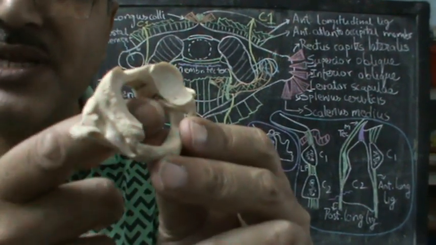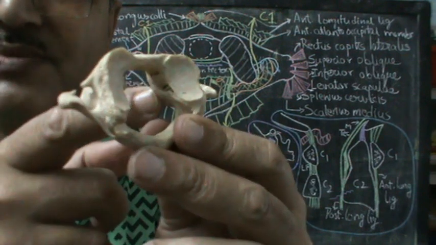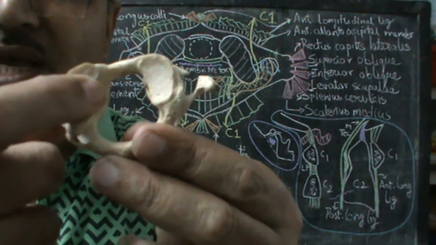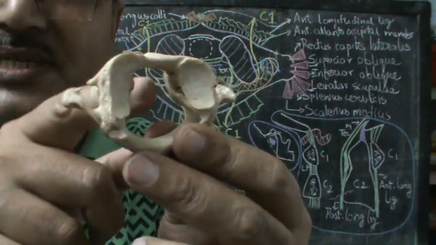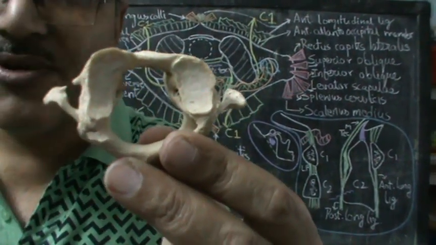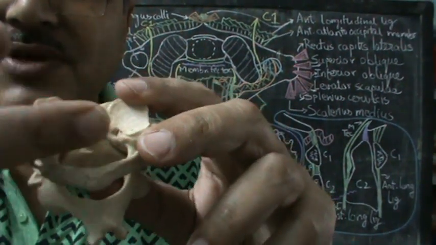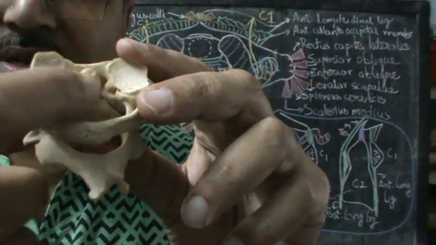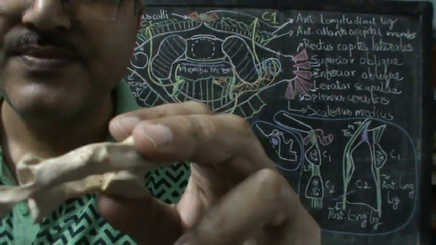If you look at the medial surface or the inner surface of the lateral mass, you can see small projections, one here, one here. These tubercles give rise to the transverse ligament of the atlas. This transverse ligament is meant again to hold the odontoid process of the axis in position. So you have a transverse ligament somewhat like this, holding the odontoid process of the axis in position.